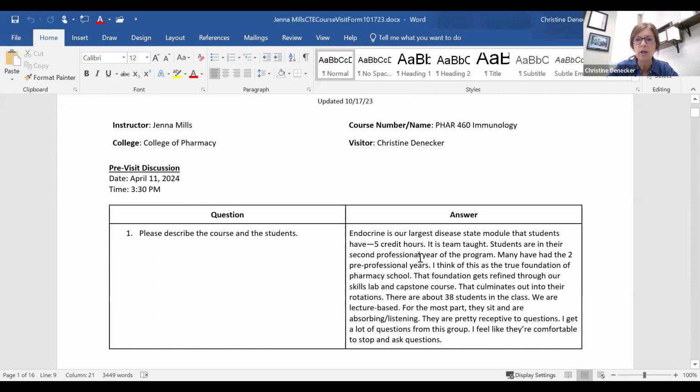She has endocrine, 2-year pre-professional, 38 students in the class. They absorb and listen, they're receptive to questions. So we're saying that this goes in knowing and valuing students, 1B, right? So I'm just going to copy and paste that.